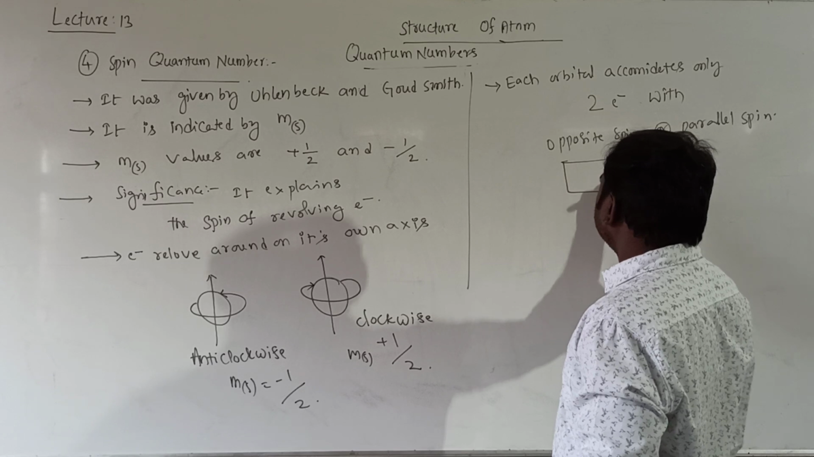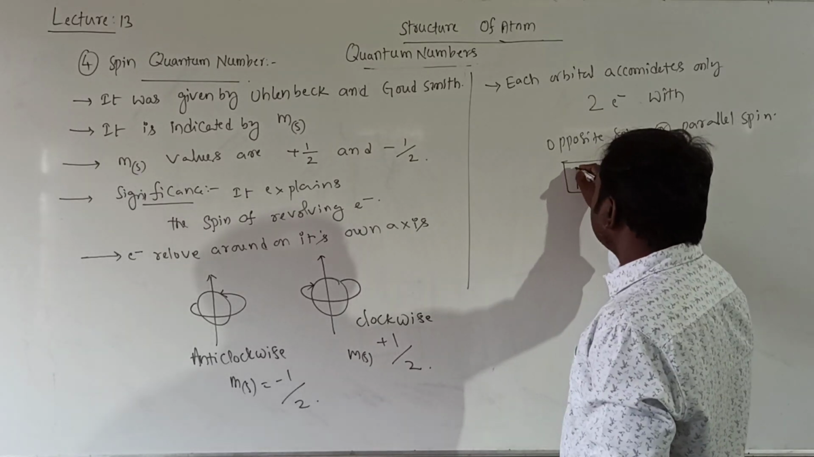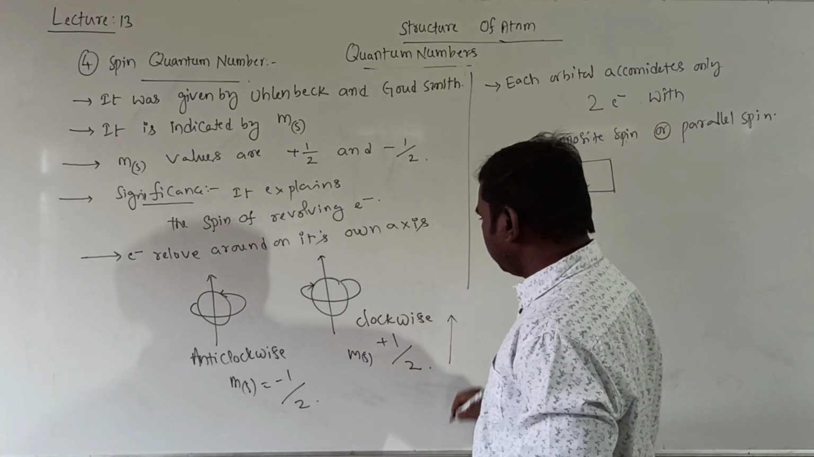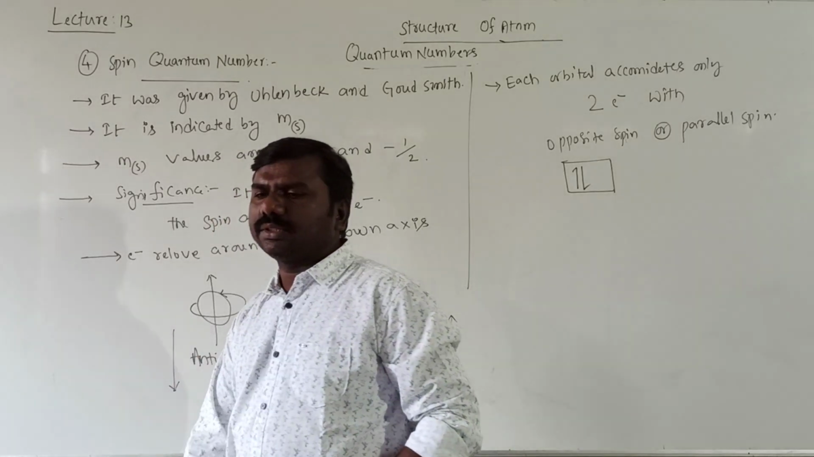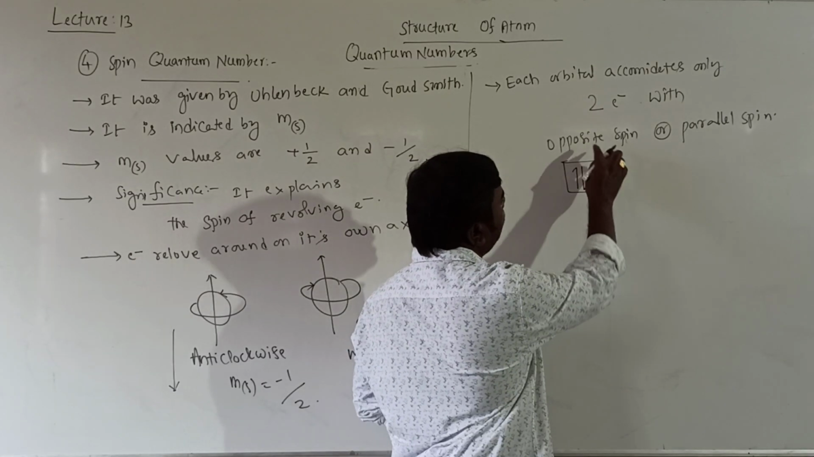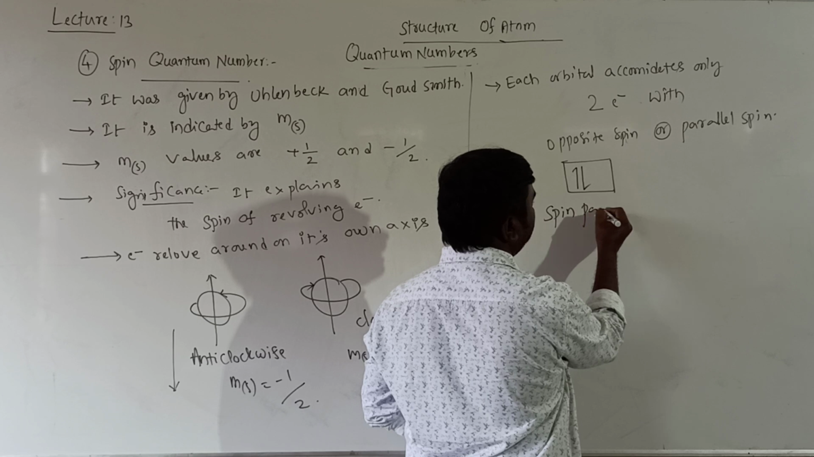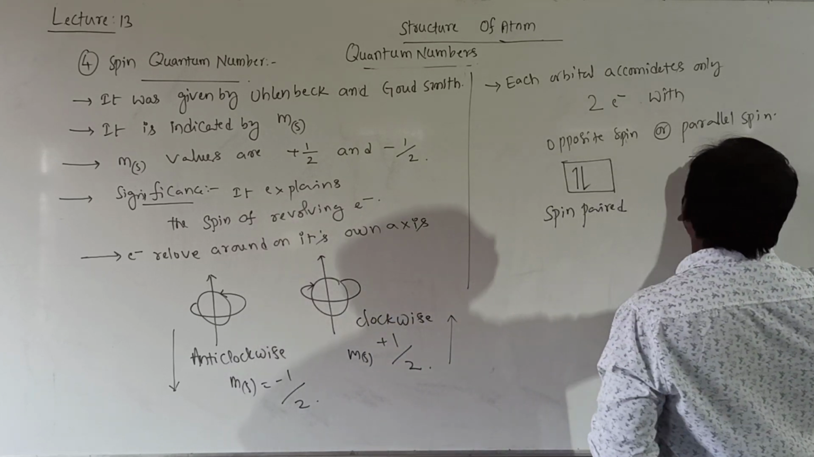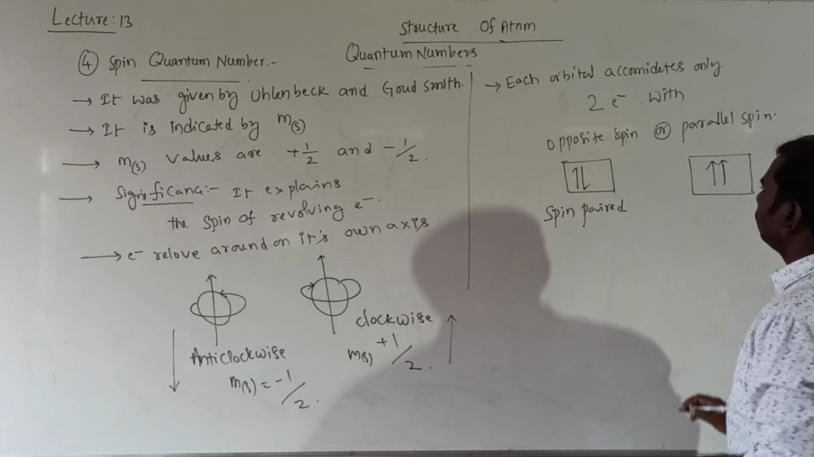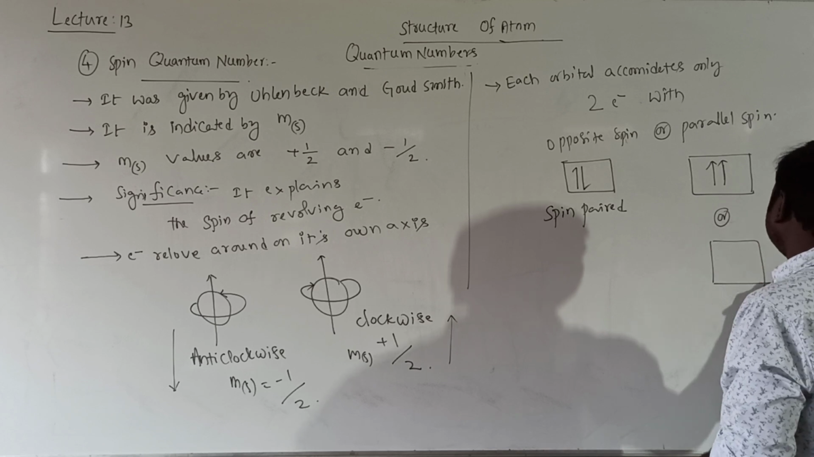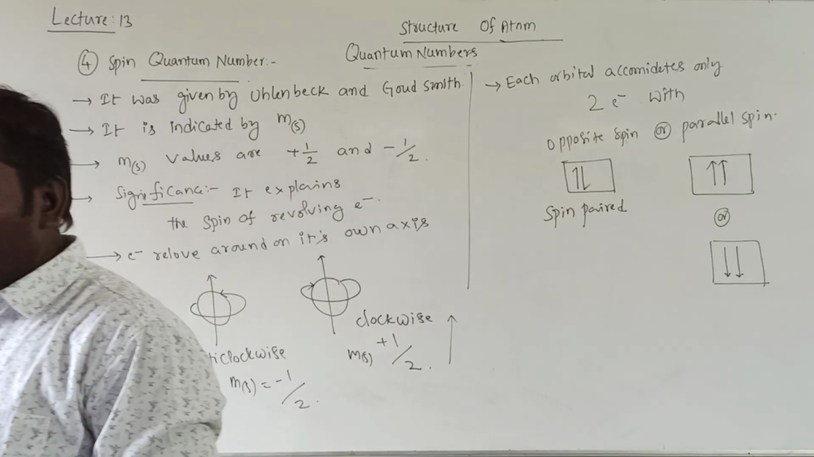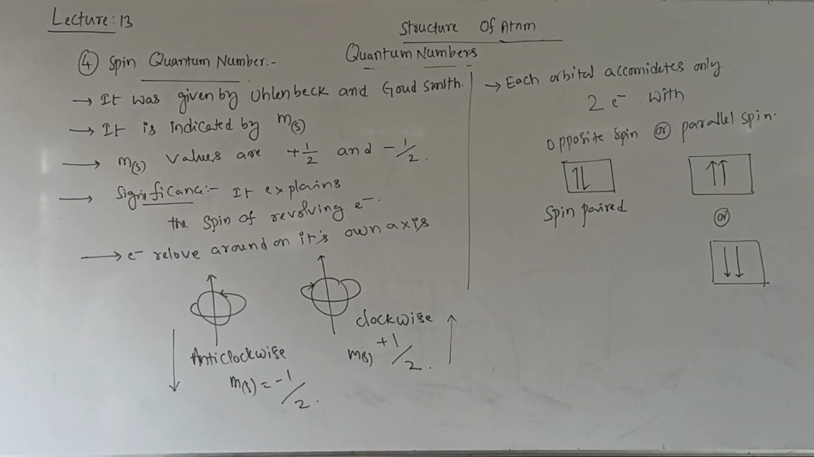Opposite spin means like this. This is an orbital which contains 2 electrons. One is plus half, so this is indicated as clockwise. The other is indicated as anti-clockwise. Right? One is plus half, another one is minus half. This is called a spin pair. Next, if it is with spin parallel, like this, both in the same direction, upside or downside, that is spin parallel.